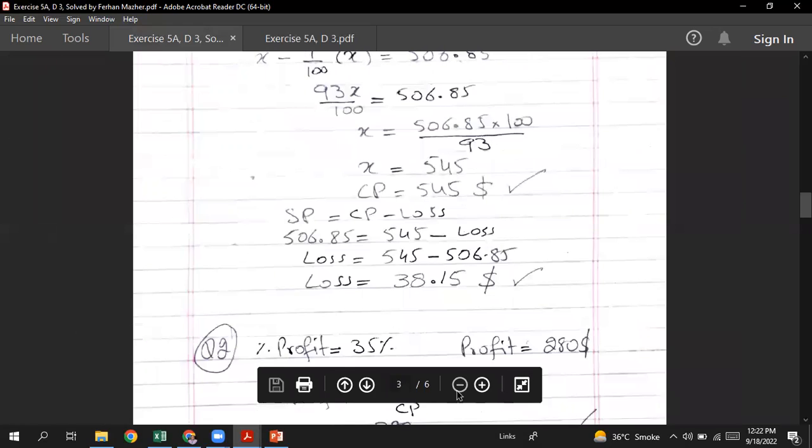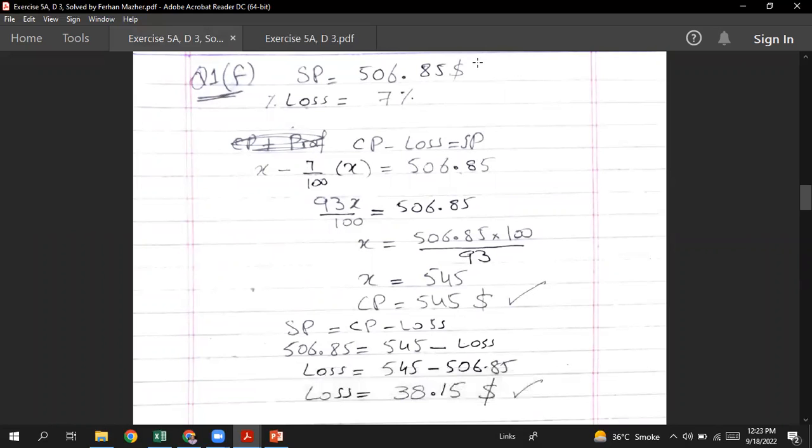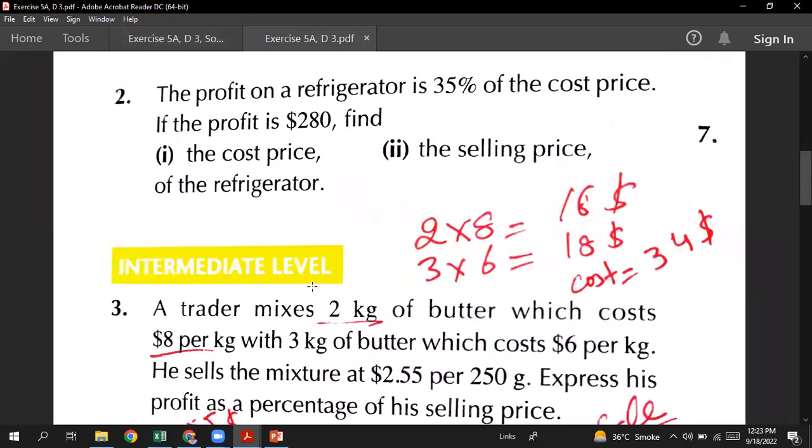So that is how you do the, okay. So the question number one, it's F part. The whole question is showing up on your screen. You can pause the video and you can take your time with this question. Okay, so we are going to the next question.